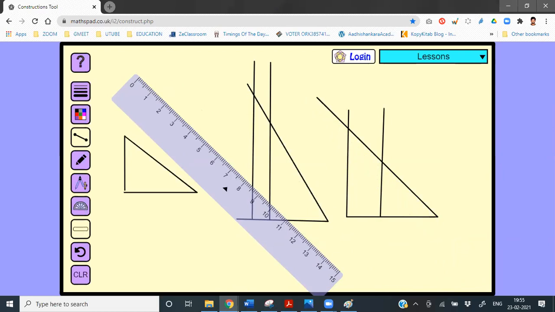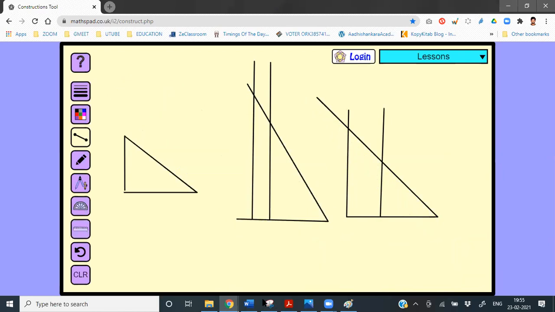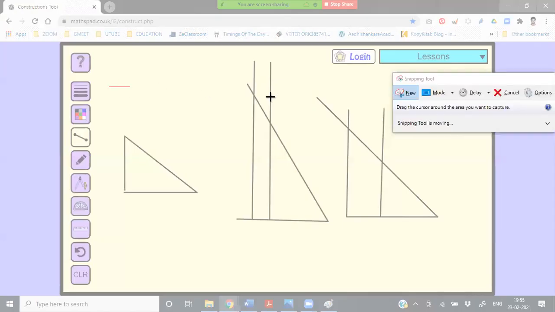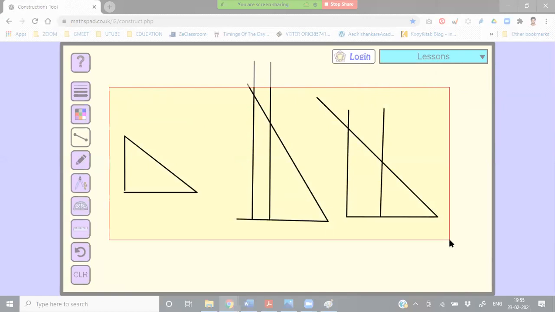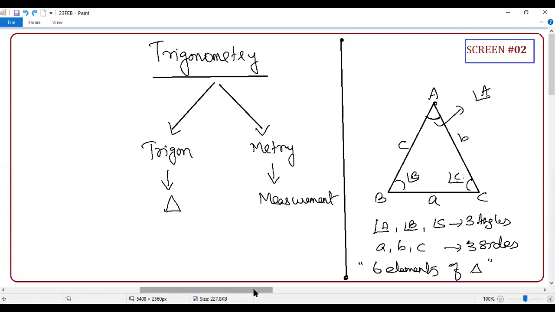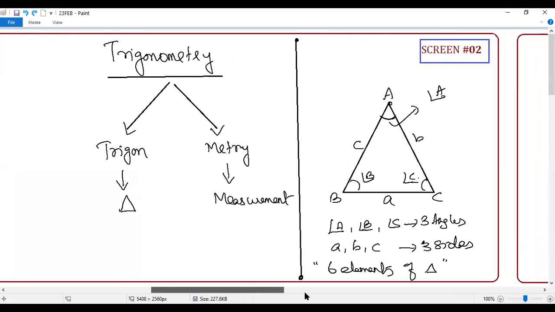Clear or not? I wanted to give some beautiful ideas, student. That's why I'm explaining. So now I'm going to take this triangle to the paint screen, student. Guys, are you all seeing the paint screen? Screen number 3.